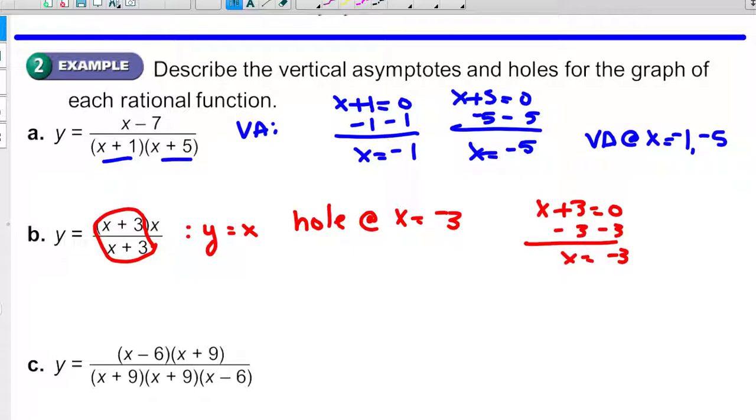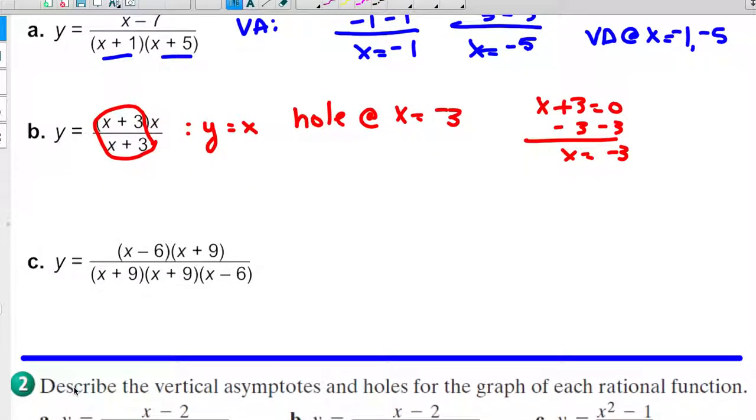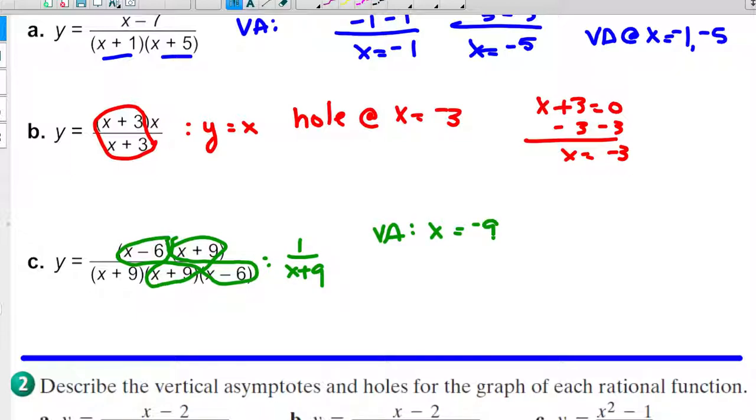Okay, and then let's take a look at this monstrous looking one here. We have an x plus 9 right here, and we have an x minus 6 here. Okay, all right, so this would simplify to just 1 over x plus 9, which gives us a vertical asymptote. Oops, forgot that part of the B. When x is negative 9.